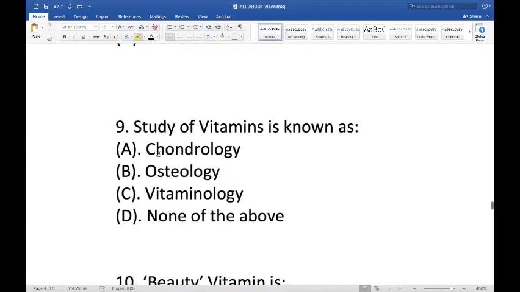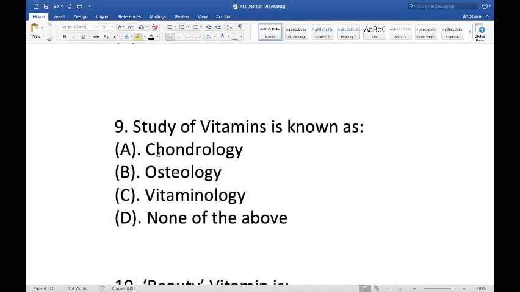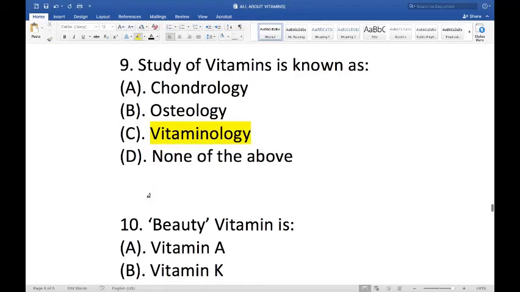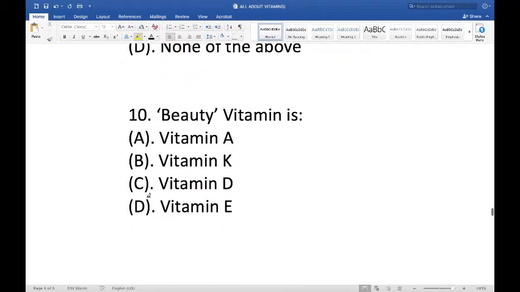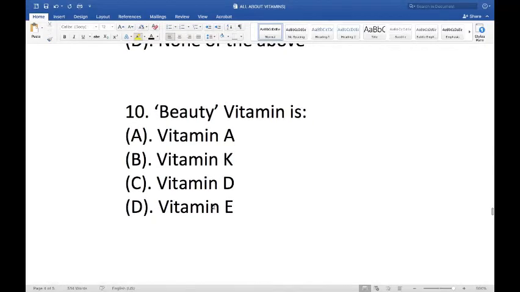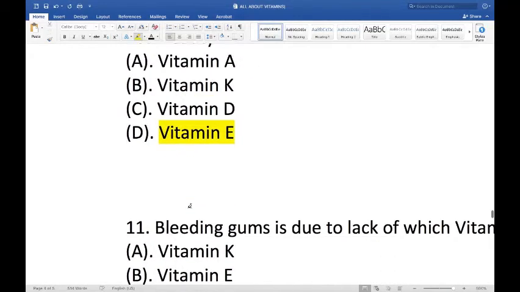Moving on. The study of vitamins is known as dendrology, osteology, vitaminology, or D, none. So now if we just look at the name itself, this can be a little bit self-explanatory. So the answer is vitaminology. Is the beauty vitamin known as vitamin A, vitamin K, vitamin D, or vitamin E? So the right answer here is vitamin E. So you might have noticed vitamin E is also used commercially.